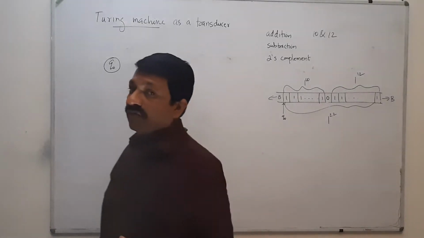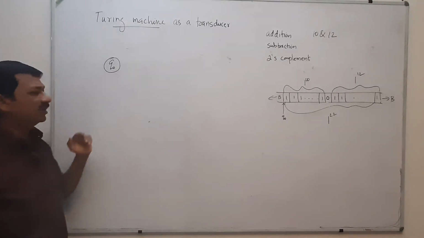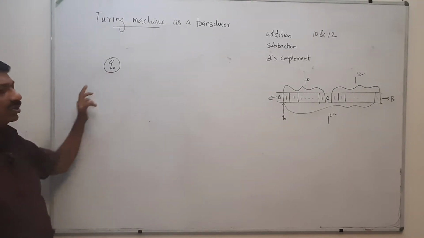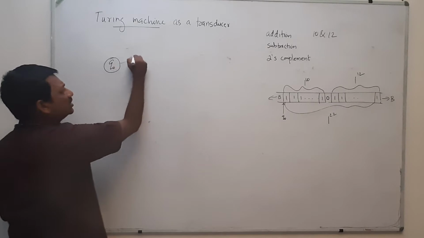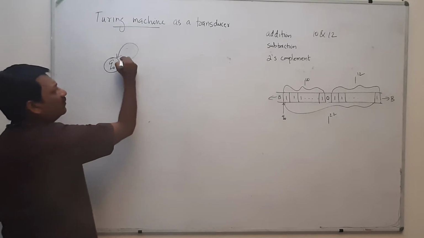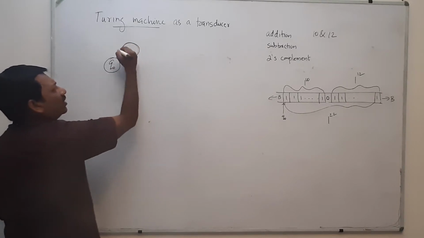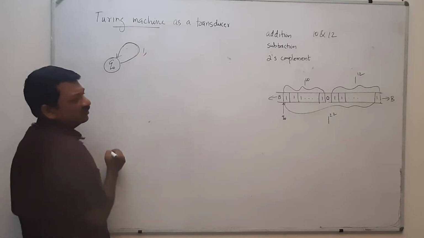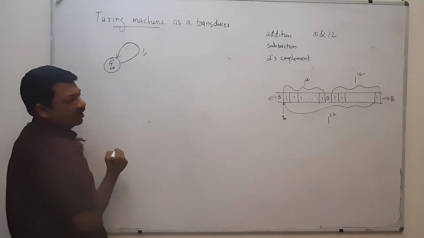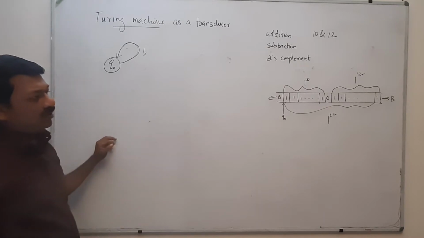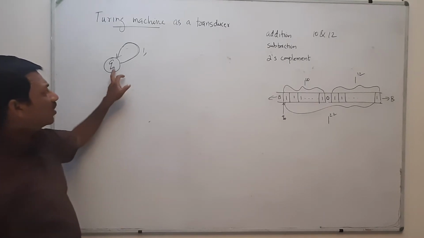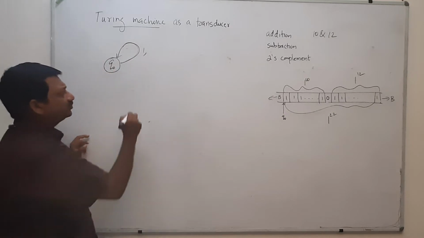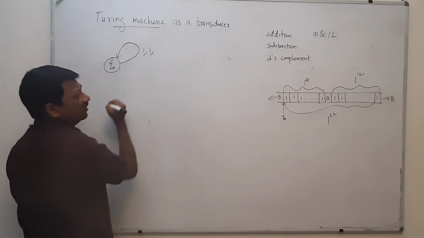So for that, what you are going to do is, initially in state Q0, if you are reading 1, suppose the input symbol is 1, you are going to stay in the same state, and you have to replace that 1 with 1.